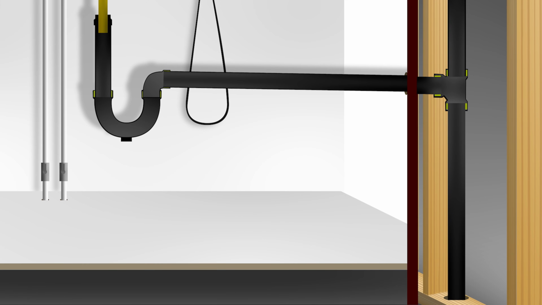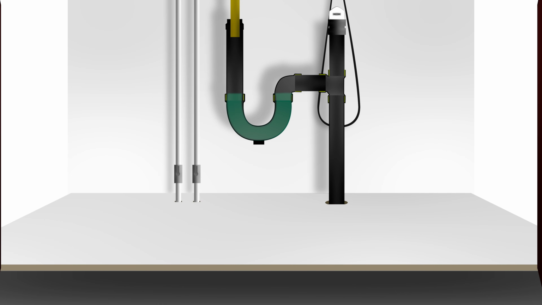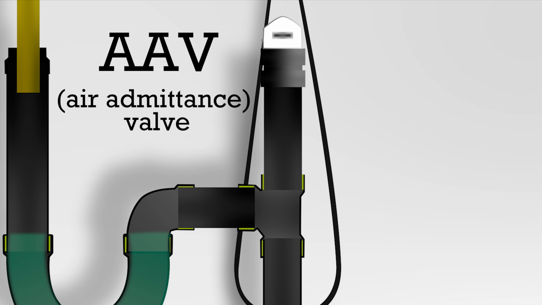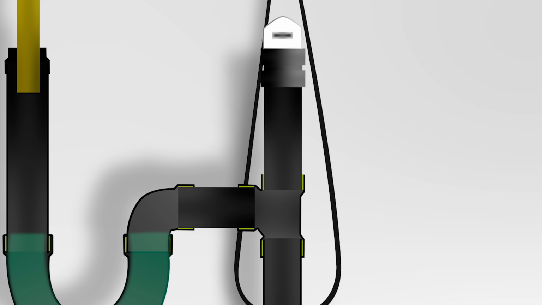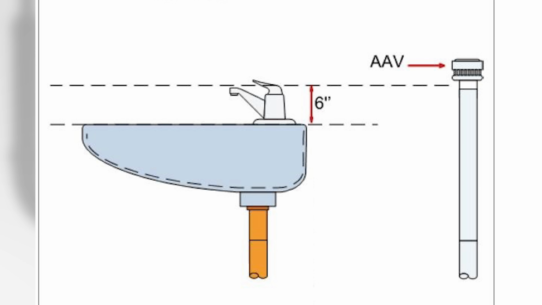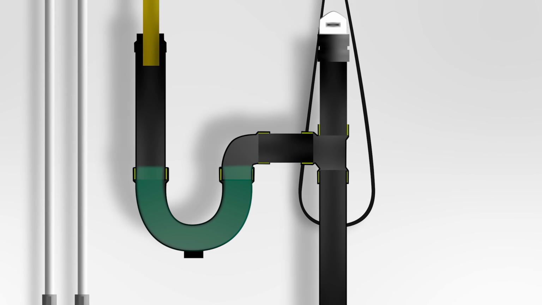Which leads me to number 2. The AAV. The AAV, which is also known as Studer vent or Sure vent, is by far the easiest way of modifying an S-trap. The only problem with them is that, to be code, they need to be installed 6 inches above the flood level of the fixture for them to be considered a proper vent.